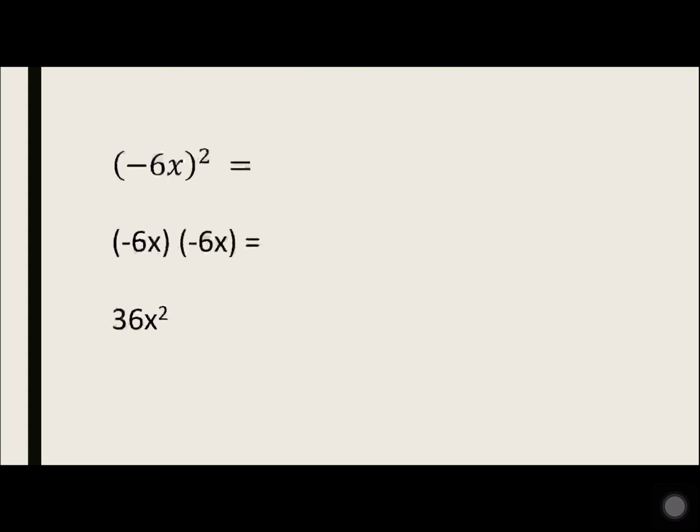Negative 6x all squared is negative 6x times negative 6x. Negative times negative is positive 36. X times x is x squared.